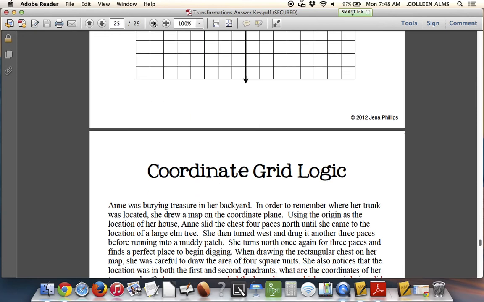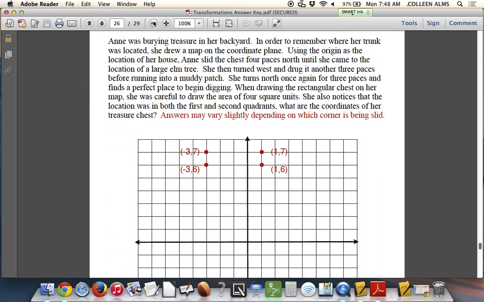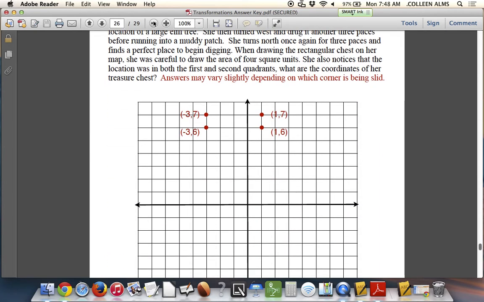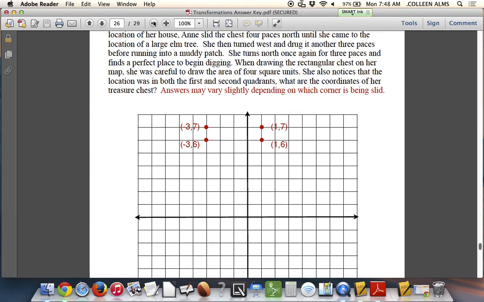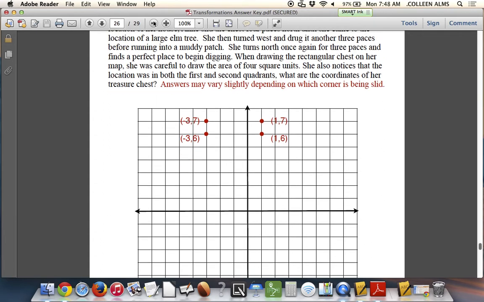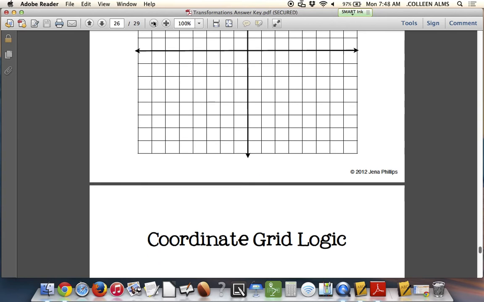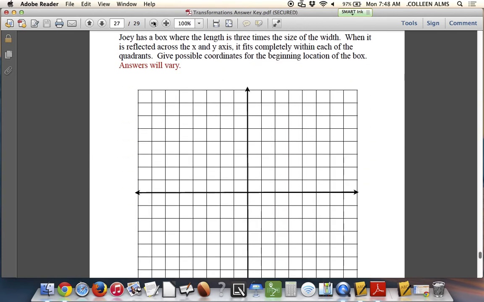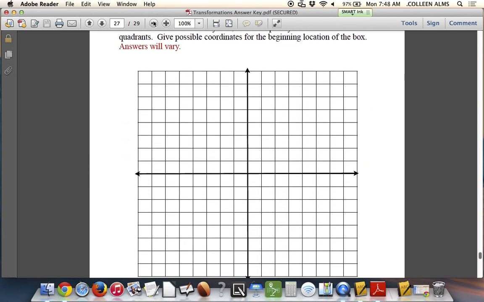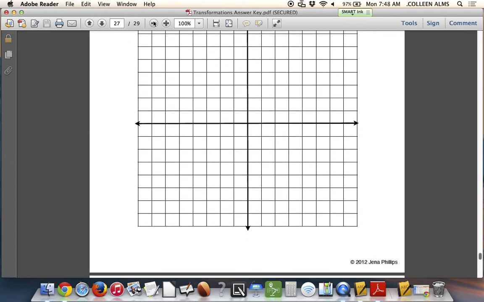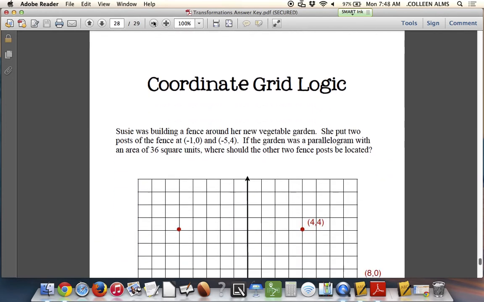You did Sam's. Here's another grid logic on Ann. And remember that it does vary with your answers depending on where your corner is being slid. So it all depends. So that's kind of how one example is for the Ann. For Joey, answers also will vary. So keep that in mind as you look at yours. I'll look at yours individually.